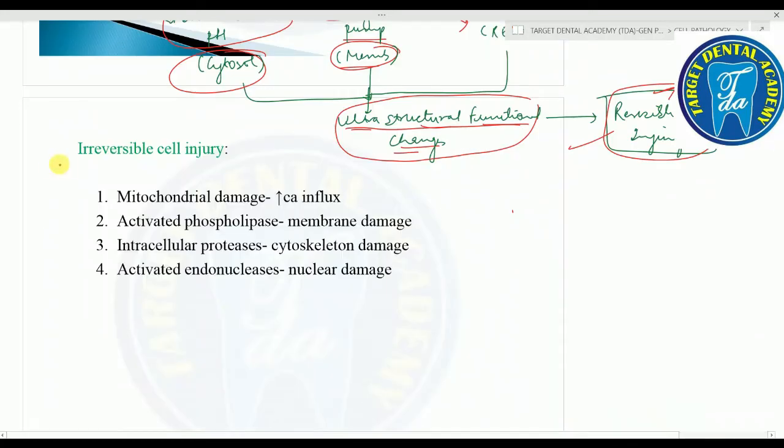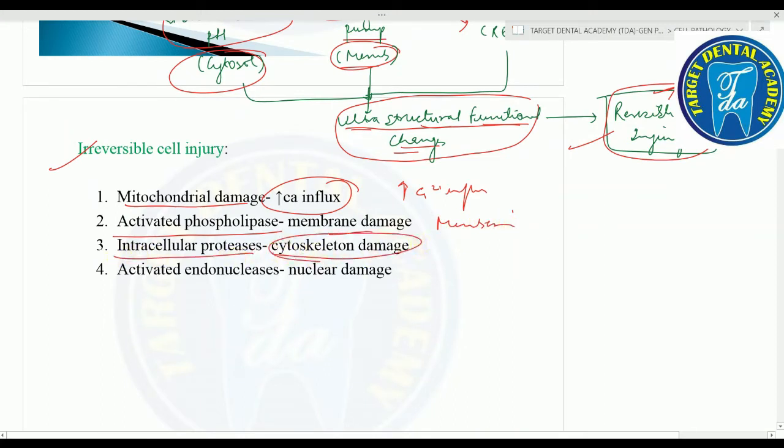Now next is the irreversible injury. So the mitochondrial damage leads to increased calcium influx. The activated phospholipase leads to membrane damage. The intracellular proteases lead to cytoskeletal damage, while the activated endonucleases lead to nuclear damage.